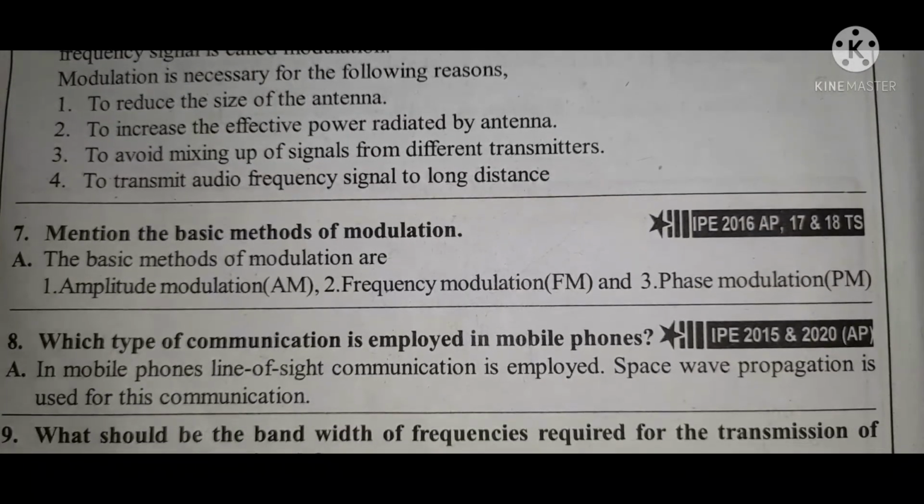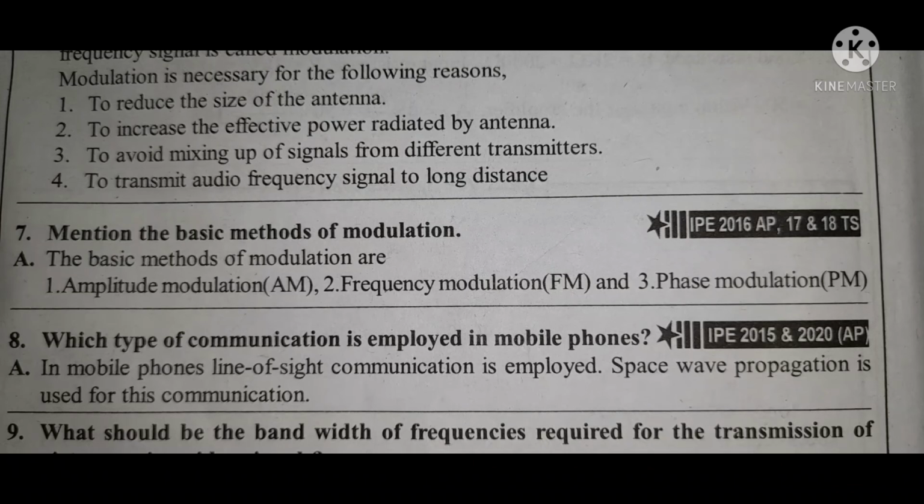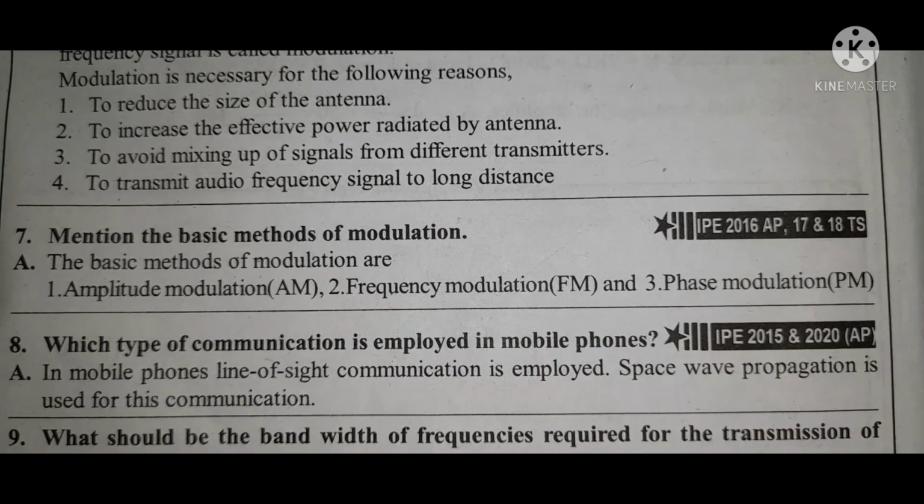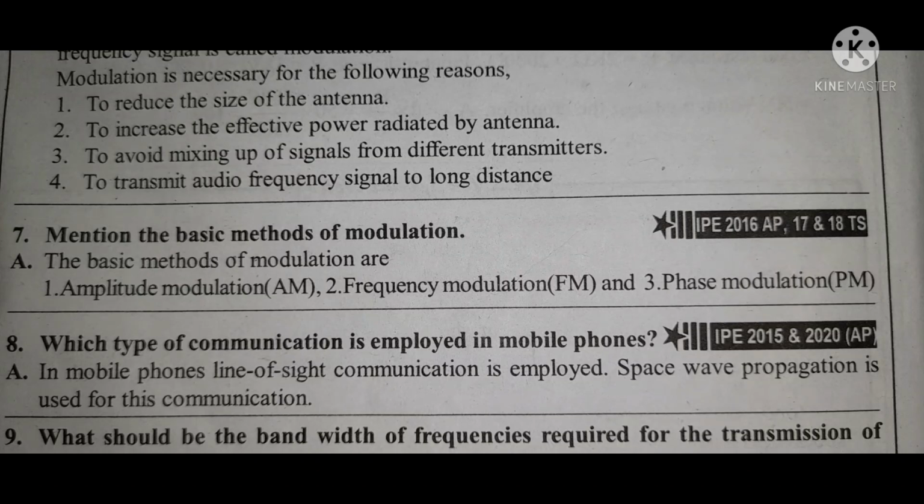Next, question number 8: which type of communication is employed in mobile phones? We can say in mobile phones, line of sight communication is employed, that is, space wave propagation is used for the communication. LOS, we can say, line of sight.